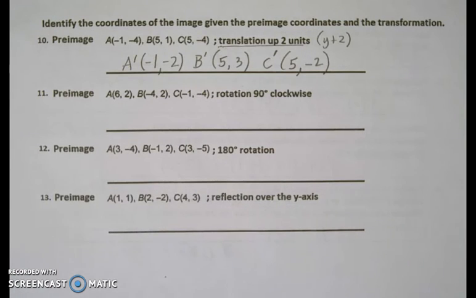Okay, so for number 10, a translation up 2 units means we're adding 2 to our y value. So our x value remains the same. -4 plus 2 would be -2. 1 plus 2 would be 3. And -4 plus 2 would be -2. So you get your new A prime, B prime, C prime coordinates. Try 11, 12, and 13, remembering that when you give your new coordinates, you must identify them using prime notation.